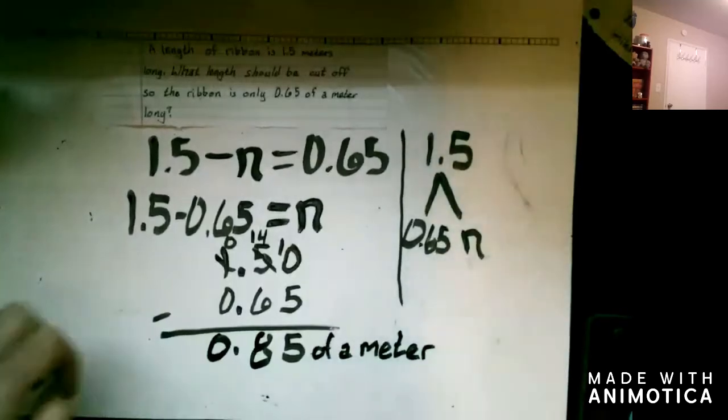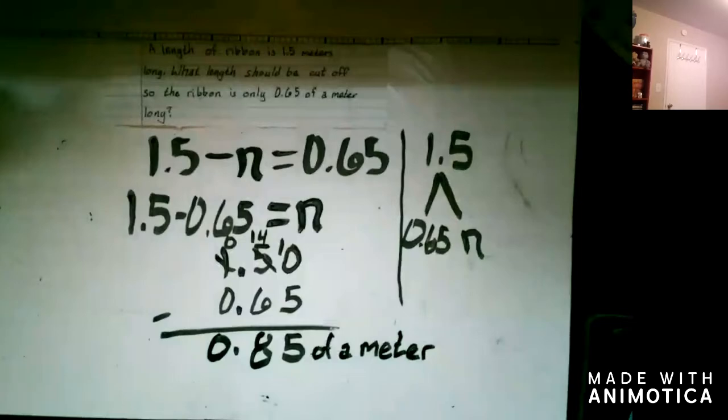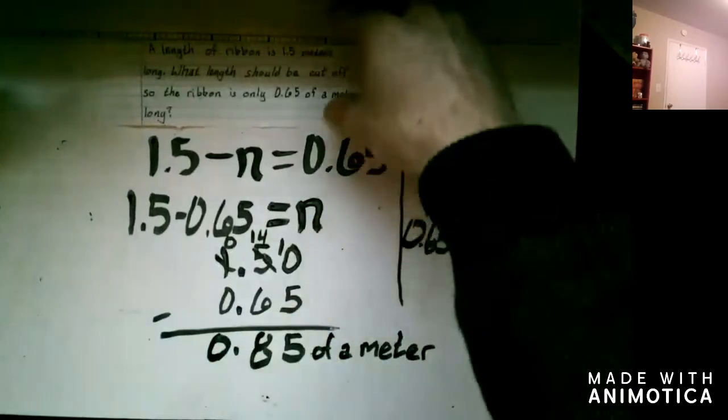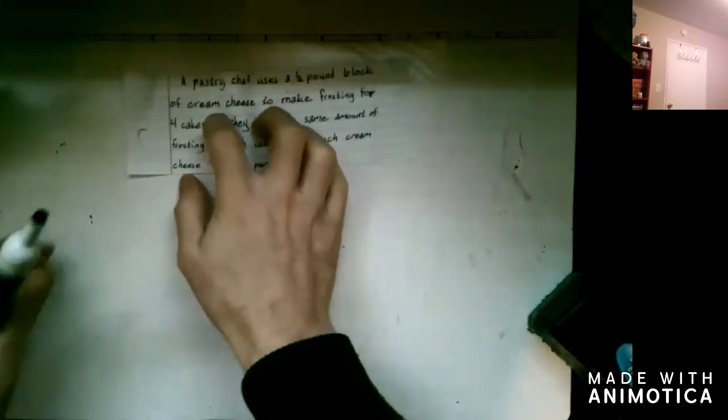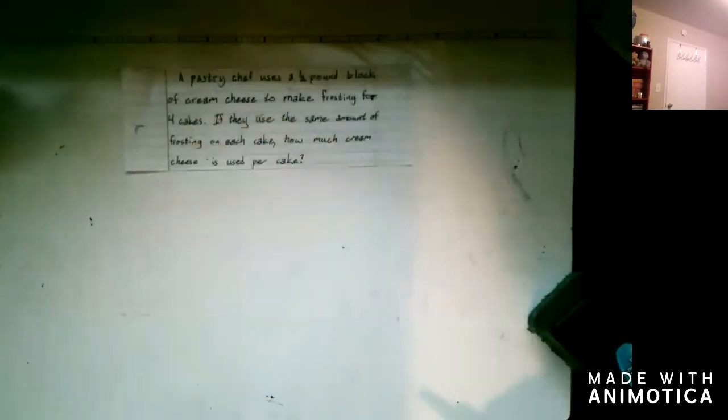We're going to do 2 more examples, and they're going to get a little more tricky each time, and that's good. It gives us more practice. So our next example hopefully will make you a little bit hungry. We've got a pastry chef uses a 1/2 pound block of cream cheese to make frosting for 4 cakes. If they use the same amount of frosting on each cake, how much cream cheese is used per cake?